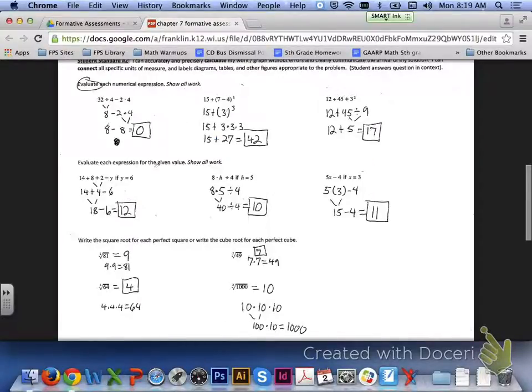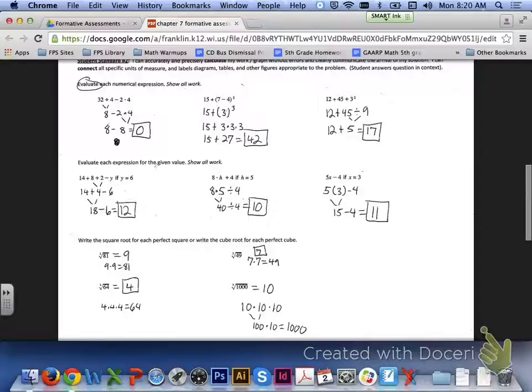The next section says evaluate each numerical expression. Show all your work. So the first expression says 32 divided by 4 minus 2 multiplied by 4. Remember my order of operations, we can think of GEMDAS: grouping, exponents, multiplication and division, addition and subtraction. Now division and multiplication, remember, are equally strong. They're equally powerful. So you do what comes first, left to right. So first I have 32 divided by 4, which equals 8. And then I rewrote my expression 8 minus 2 multiplied by 4.